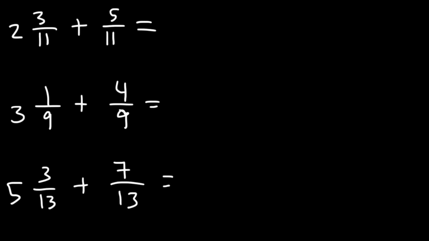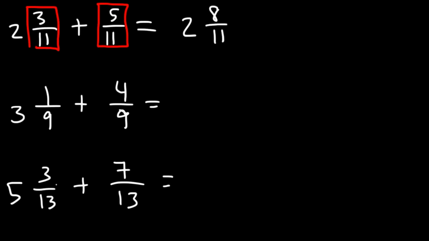In the first example, all we need to do really is add these two fractions, since they have like denominators. 3 over 11 plus 5 over 11 is 8 over 11. So the final answer is just 2 and 8 over 11.